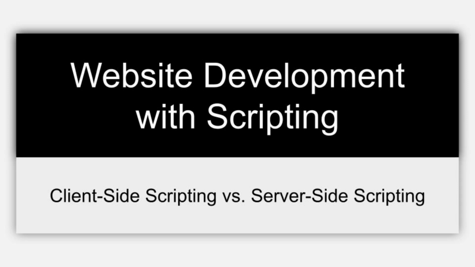In this video, we will understand how to use scripting for website development. Scripting is the process of using programming language to create dynamic and responsive web pages. It can be divided into two categories, client-side and server-side. Client-side script runs in the user's browser after the web page is fetched from the server, whereas a server-side script runs on the server before sending content to the user's browser.